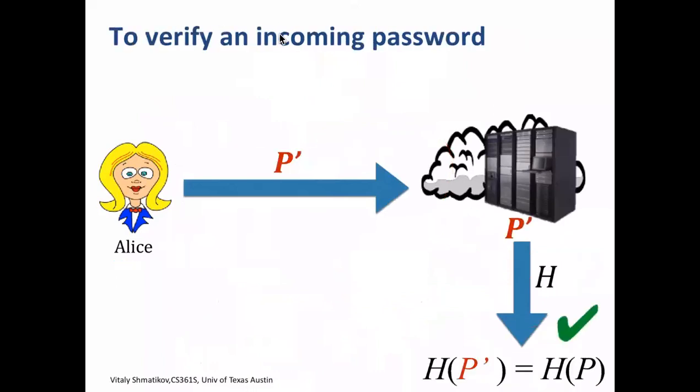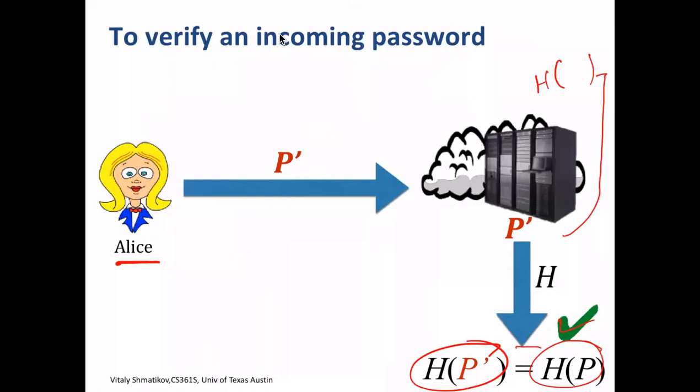Now, in order to verify the password, Alice will enter the password, cat pajama, and the system will hash it with the hashing function. The output, H(P'), will be checked against what was stored in the beginning, when the account was created, which is the stored hash value of the password. Any question on this one?